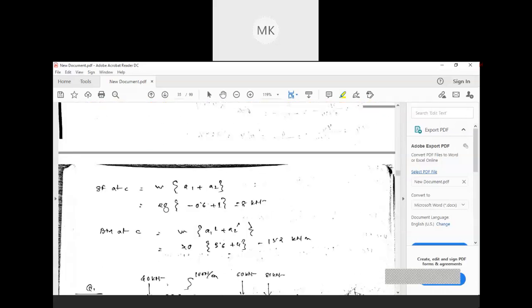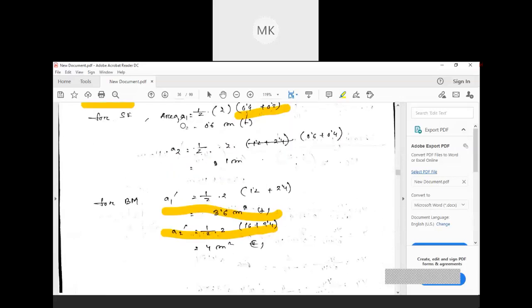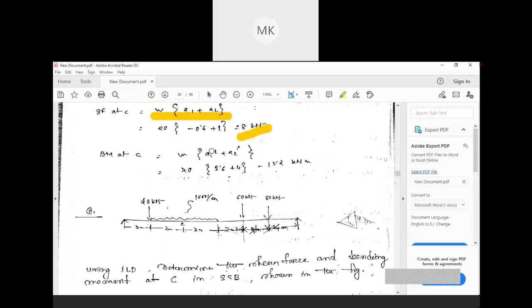Here you see what we did. SF at C is W into A1 plus A2. Simply put all the values and you can easily find that SF. And the bending moment at that point, you can also easily find: W into A1 dash plus A2 dash. We already found A1, A2, A1 dash, A2 dash. Just put in all these values, W you already know, it is given. Just put them in and fine.